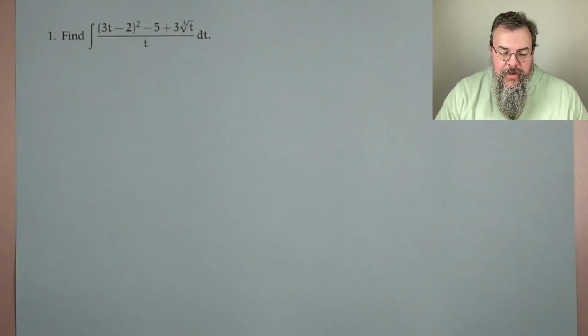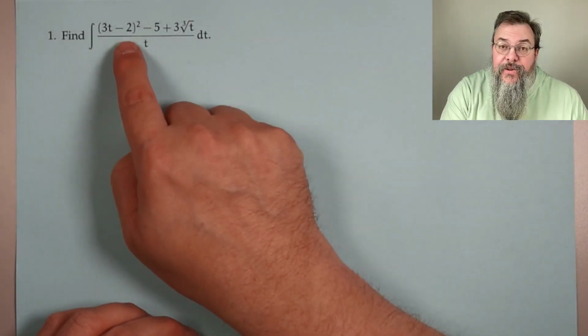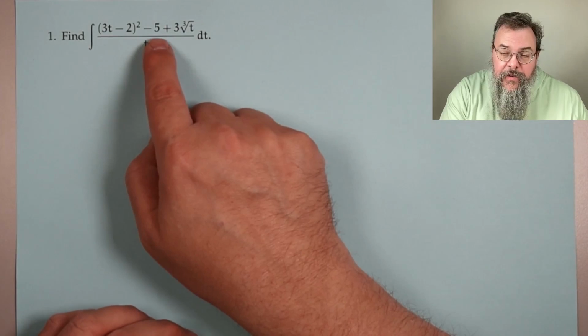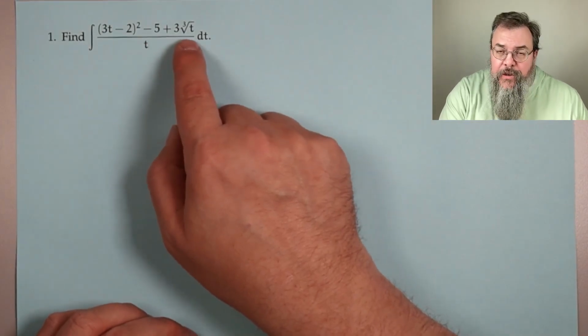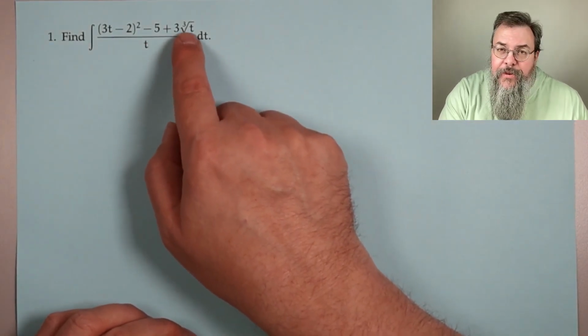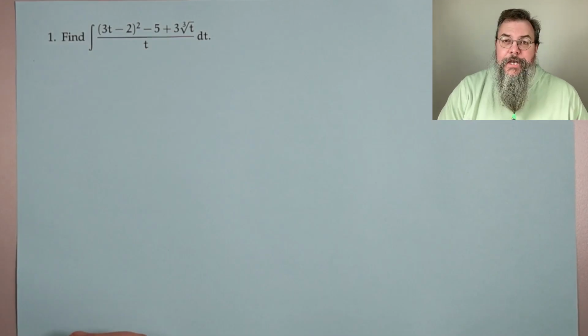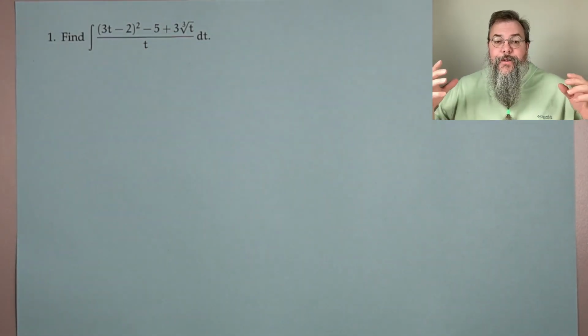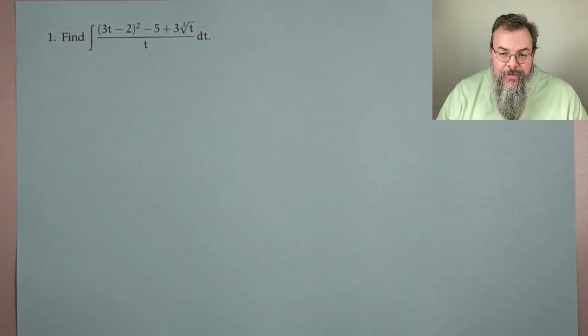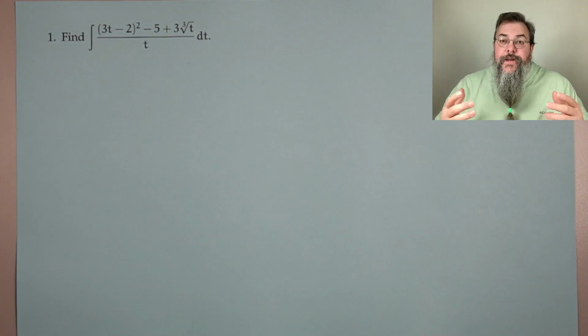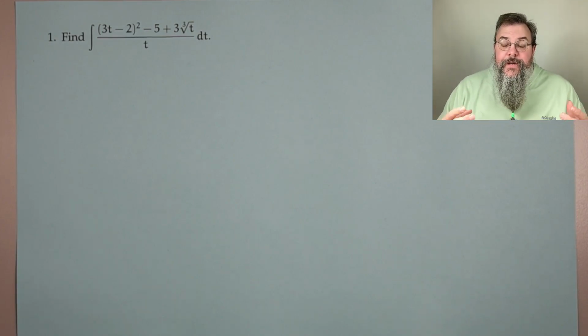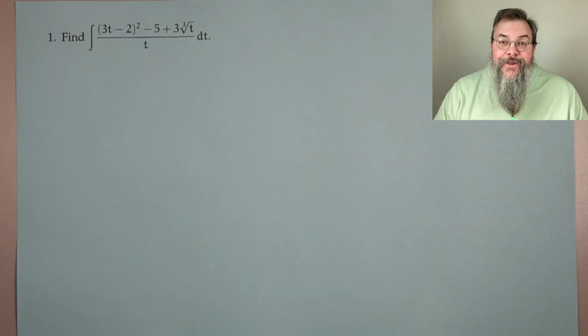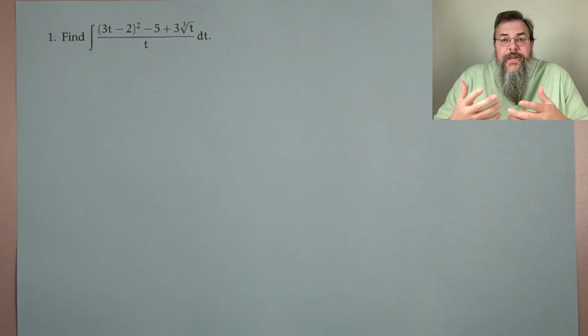Find the integral of (3t minus 2) quantity squared minus 5 plus the cube root of t, that's what that notation means, all over t. All right, now, what do we do? Well, we say, look, there's not a lot of integrals that we know. And so if it's not one of our 8, give or take, integrals that we know, we have to think of how to rewrite it.